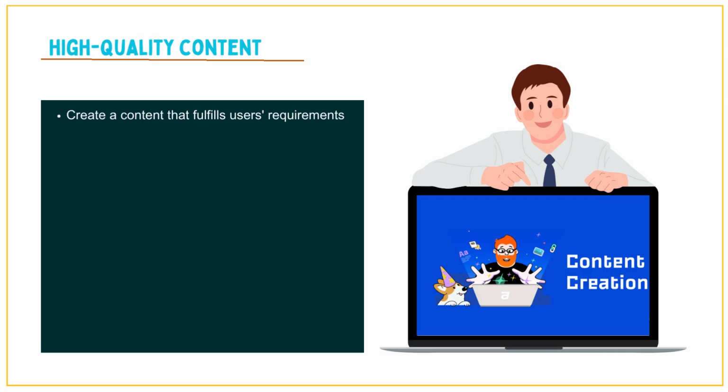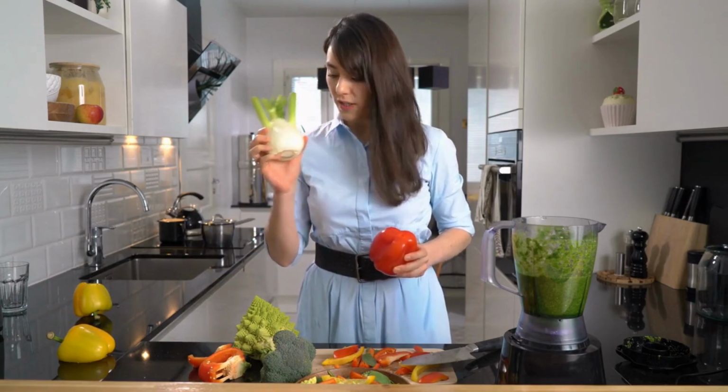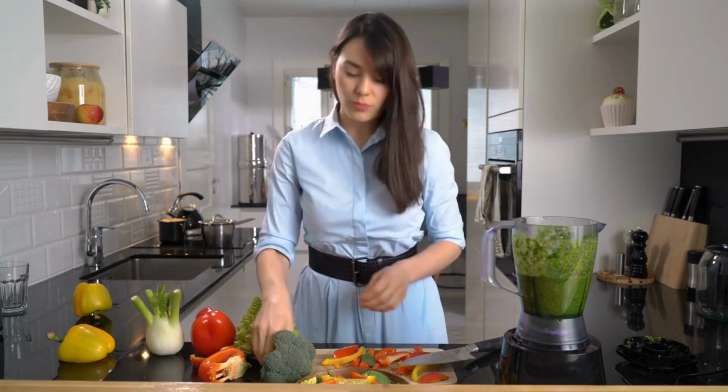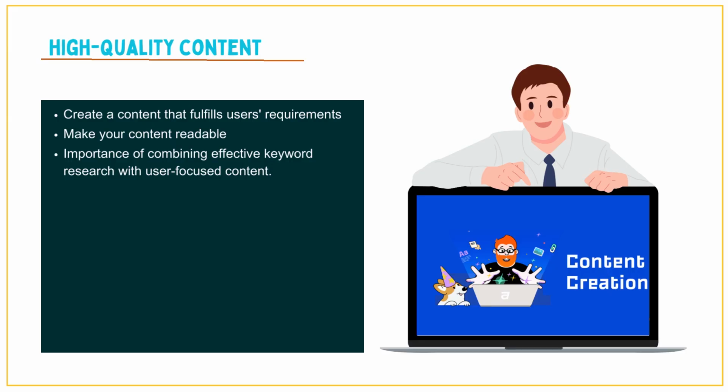Remember, while keyword research is crucial, it is equally important to create content that meets users' requirements and answers their questions. In the case of recipes, we aim to provide comprehensive answers and guidance, ensuring that users can easily follow the recipe and achieve the desired outcome. By combining effective keyword research with content that fulfills users' needs, we can optimize our content for better visibility and engagement.